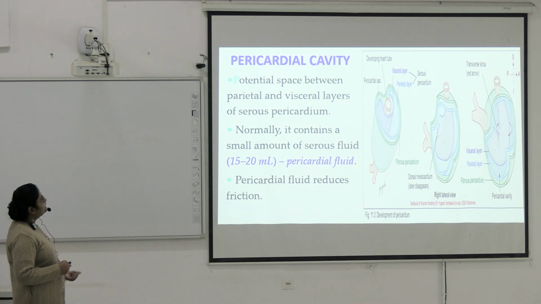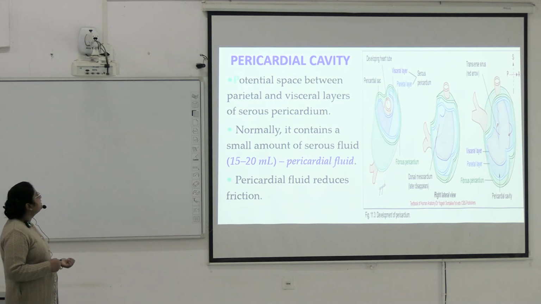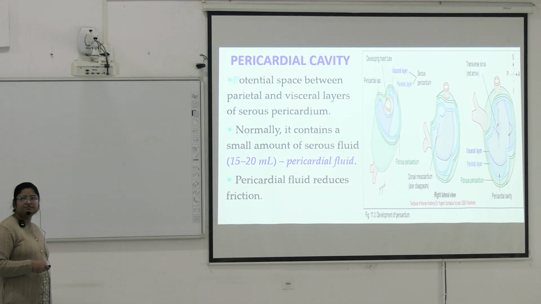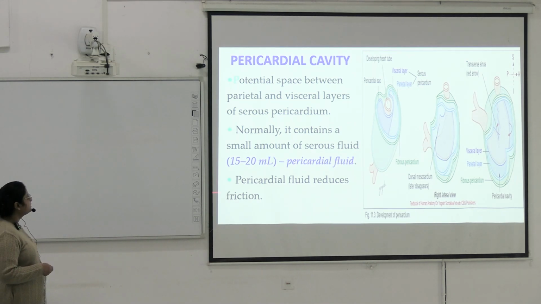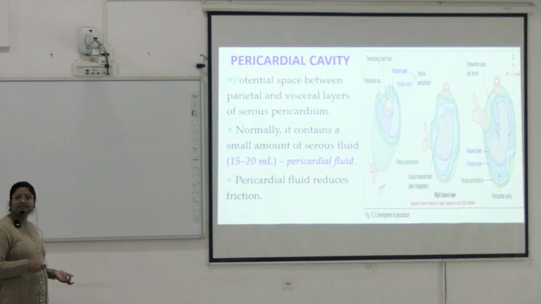So what is the pericardial cavity? It is a potential space between the parietal and visceral layers of the serous pericardium. Normally it contains a very small amount of serous fluid, about 15 to 20 ml of pericardial fluid. Pericardial fluid reduces the friction between the two layers.